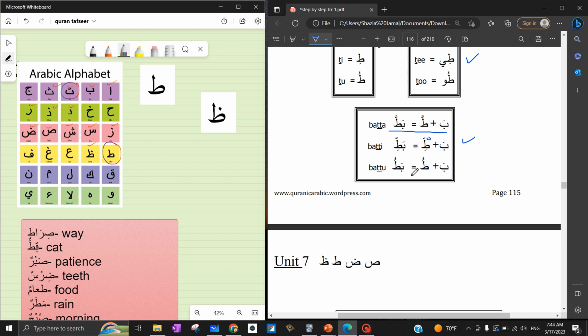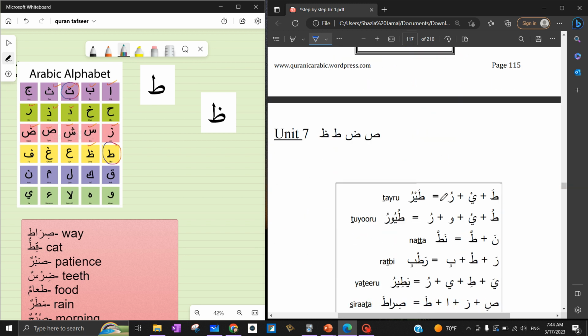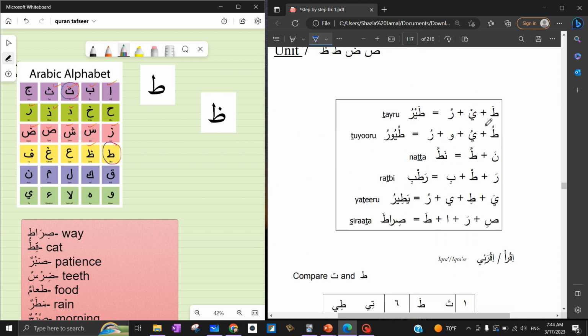See, the sound of ta and ta is totally different. So whenever you come across these two letters, make sure that you pronounce it correctly. Otherwise, the meaning of the word changes in Arabic. So let's quickly go to the box here, and these are the random words.